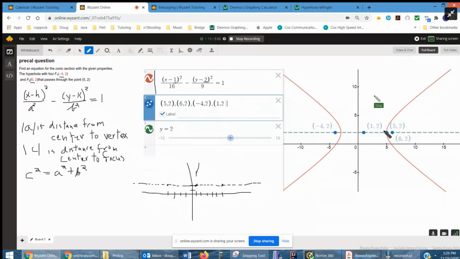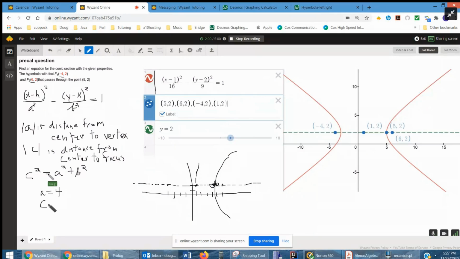We're also given that the point (5, 2) lies on the hyperbola. Well, that's this point right here. That has got to be a vertex. That's the only way that point can lie on the hyperbola, because it's on this horizontal line, y equals 2. So that tells us that (5, 2) is a vertex. The distance from the center, which has an x-coordinate of 1, to the x-coordinate of this vertex is 4. That means a is 4.